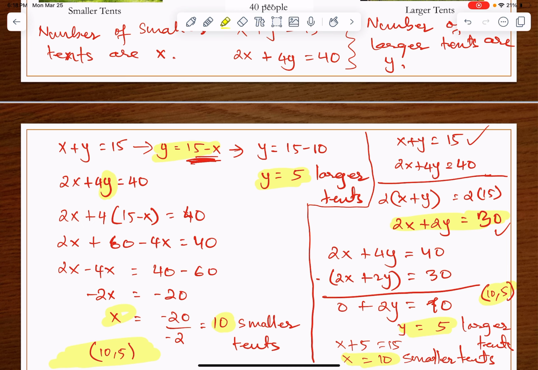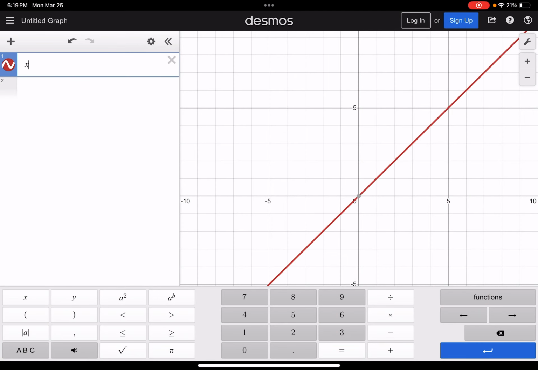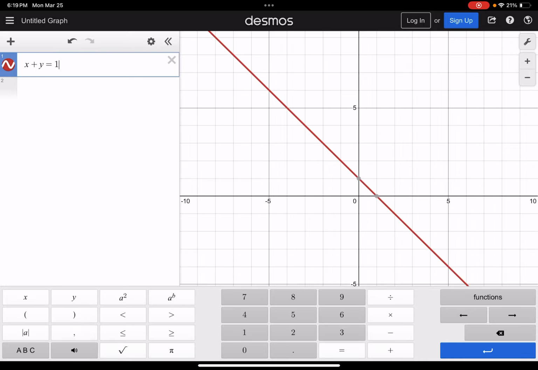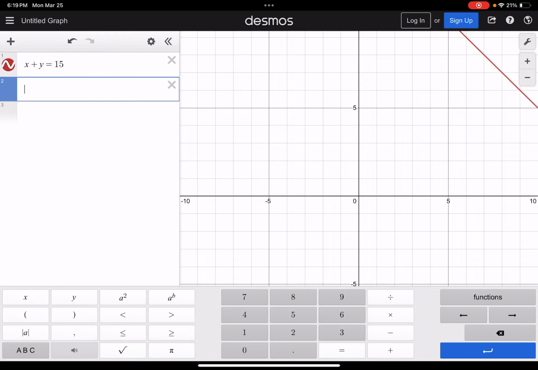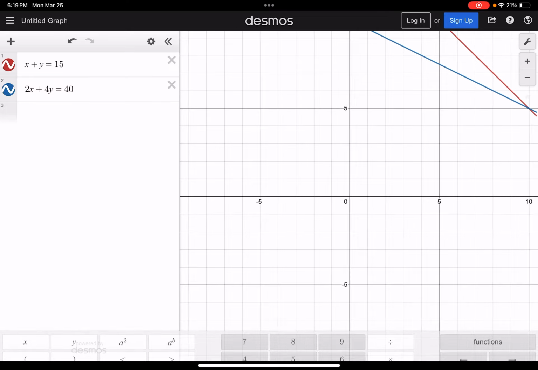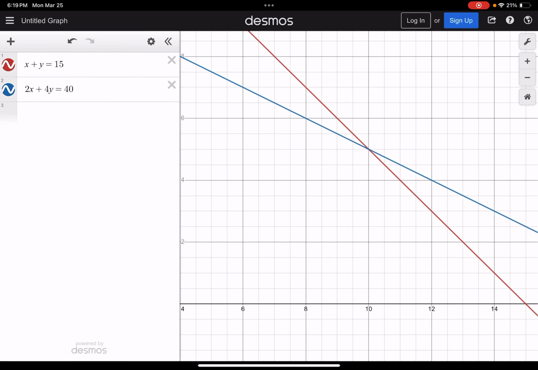Now let's jump into Desmos and check our work. I jump into Desmos and plug in my first equation, x plus y equals 15, and the second equation is 2x plus 4y equals 40. Our solution is right there. If you zoom in and click there, you'll see your 10 and 5. So that is the last way that we use to check our work.